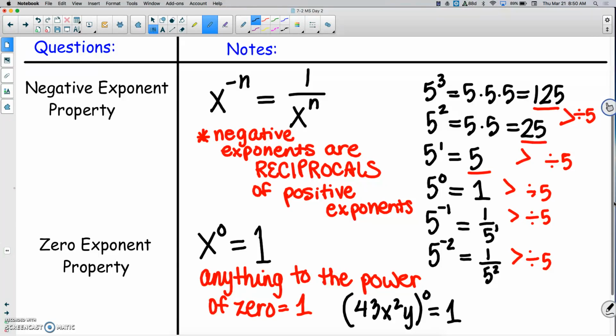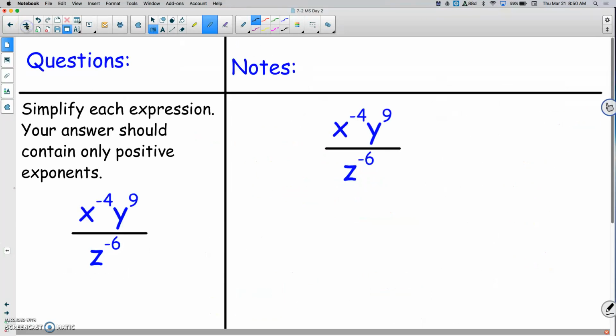And if you wrote it out like my pattern over there, every single time, regardless of what base you use, when you get to that 0 power, it's going to equal 1. It's like dividing something by itself.